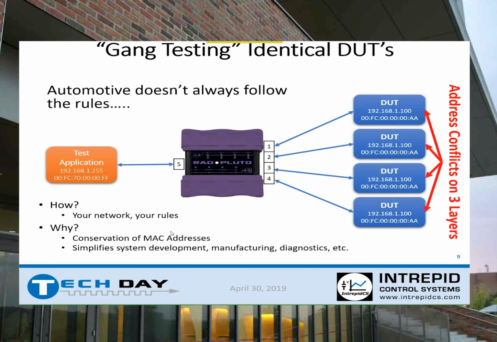So you'll see if you're trying to use a switch for a test application to connect to multiple devices of the same kind, you're going to have address conflicts on at least 2, maybe 3 layers. You've got MAC addresses that conflict, you have IP addresses that conflict, you have port addresses. In switches, we can really only manage layer 2.